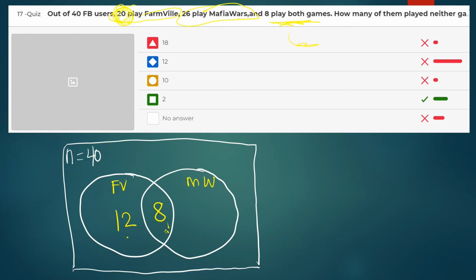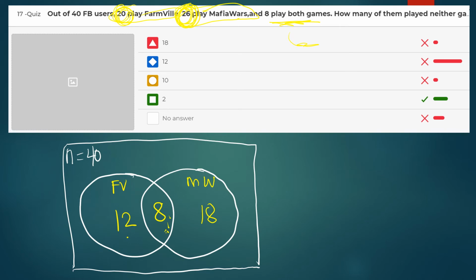For Mafia Wars naman, 8 daw ito, 26 daw ang naglaro ng Mafia Wars. So, 26 minus 8, that will be 18. Right? So, 18 plus 8, 26. So, ayun. Nandun lahat ng mga sinasabi nating naglaro ng Mafia Wars.